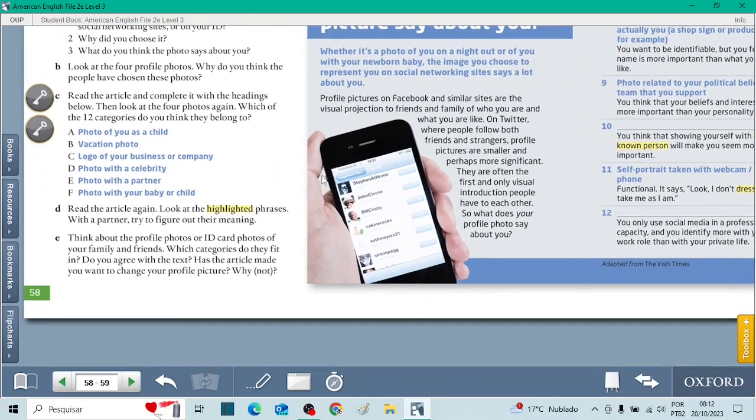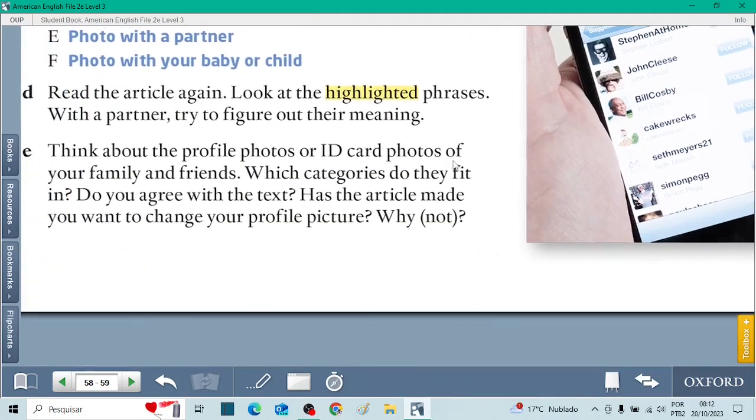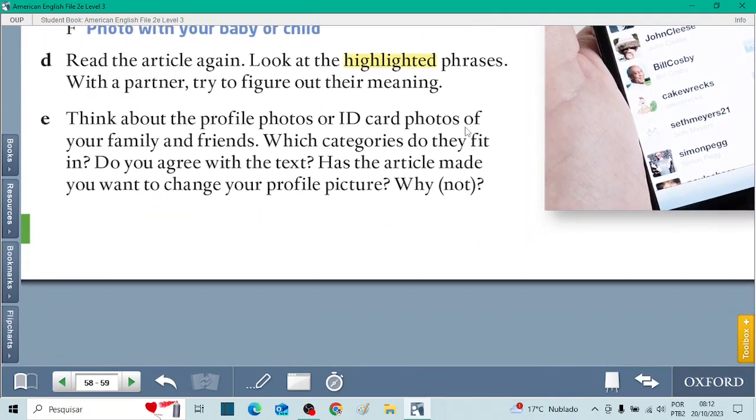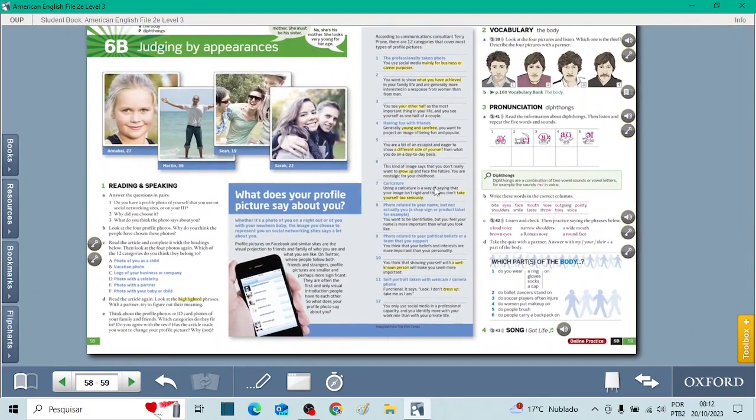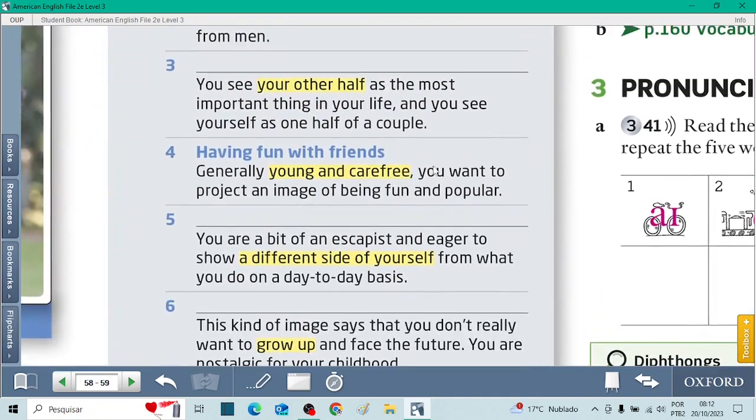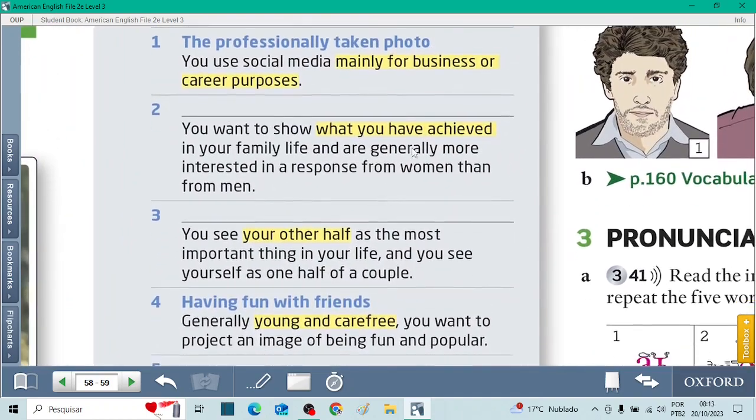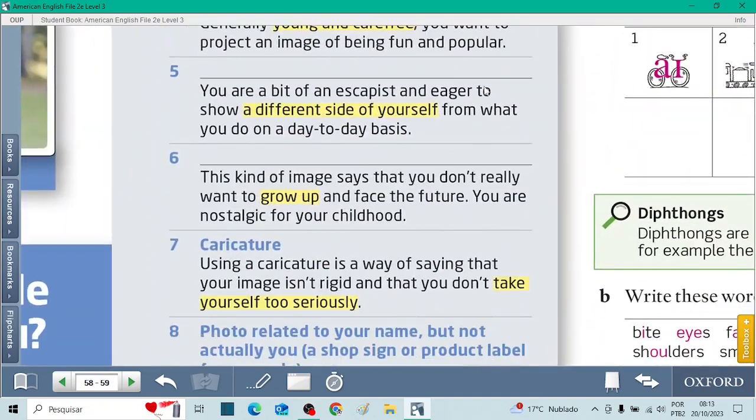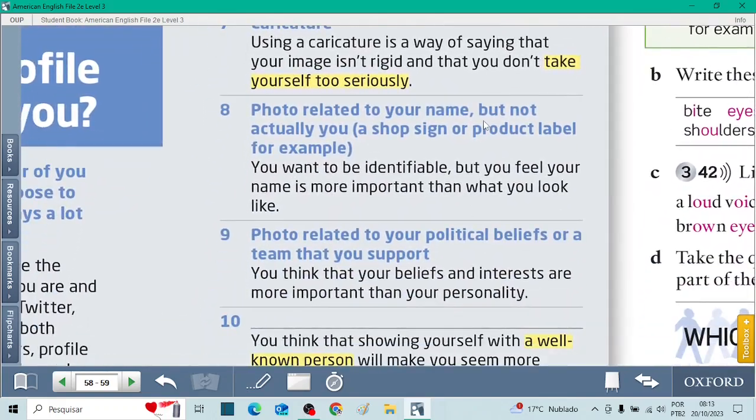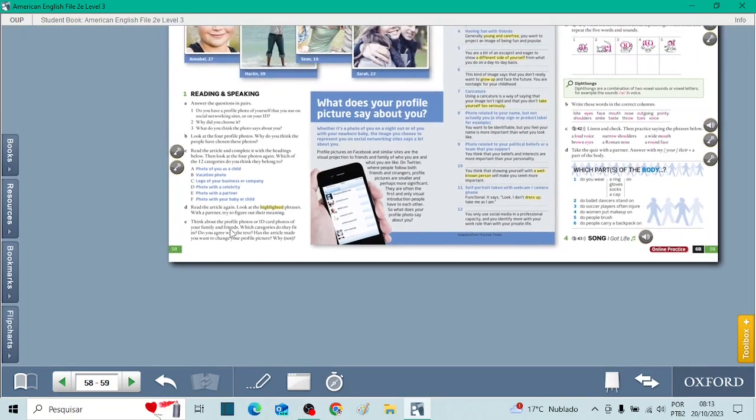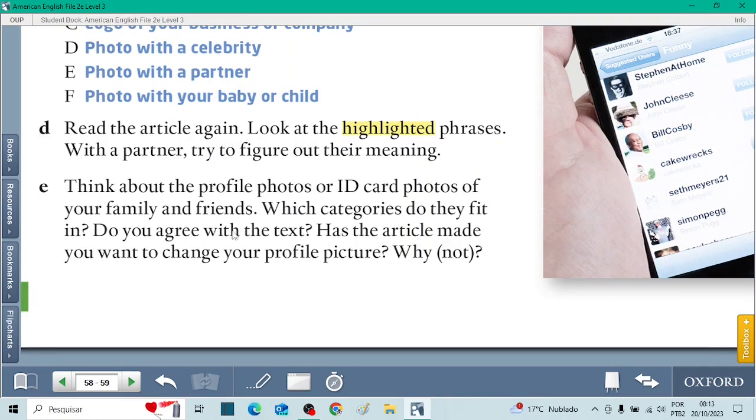Great. Now, in letter D, our focus would be on the highlighted phrases. So take a look at them and try to figure out their meanings here. These highlighted words, okay? What do they mean? Great. Check a dictionary.